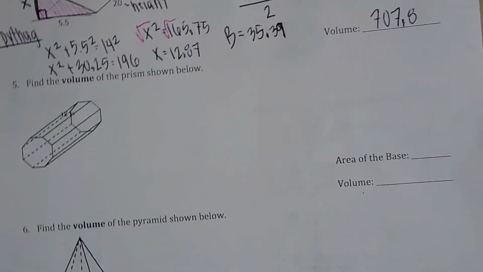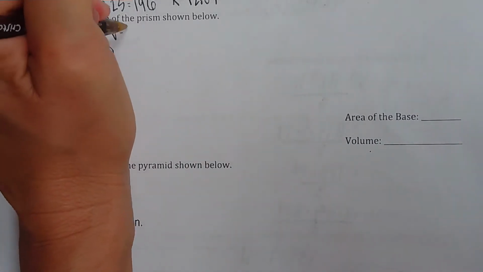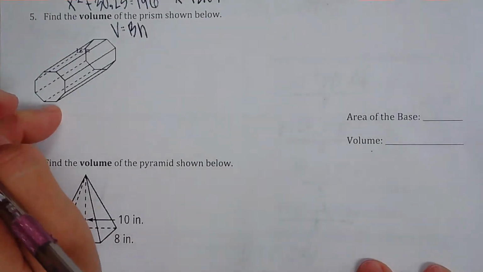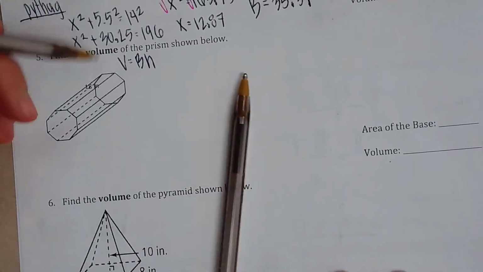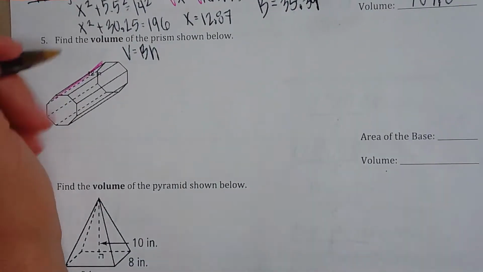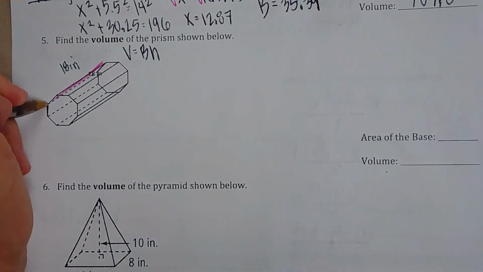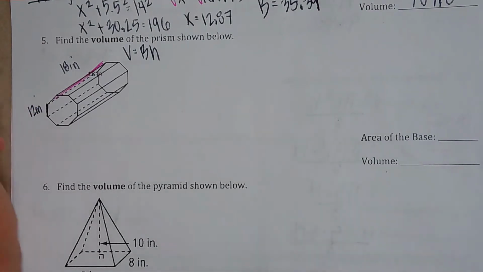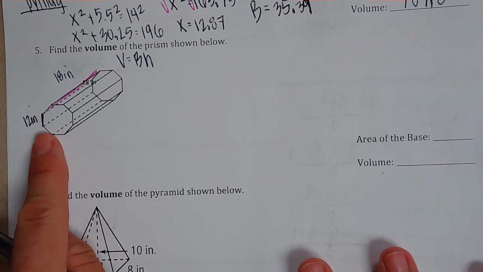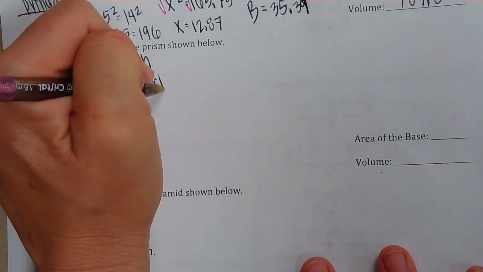Okay, down here, this is where things get a little bit tricky. Remember that volume is equal to the area of your base times your height of your prism. So first things first, right here, this is the height of our prism, and it's 18 inches, which is hard to see. One of the sides of this prism right here is 12 inches. Okay, so first things first, the shape of our base is an octagon.